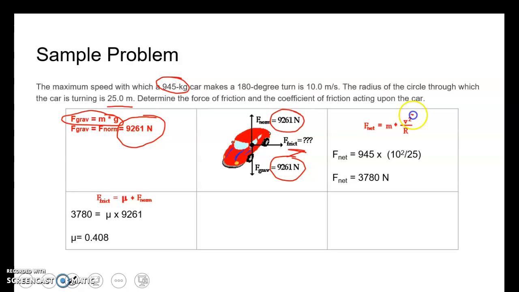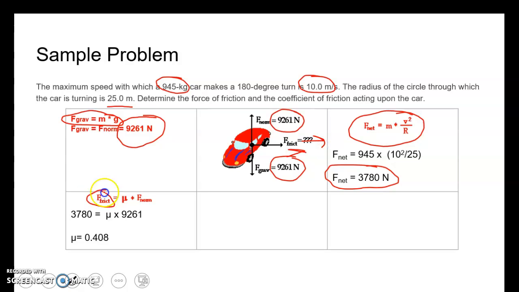In a circle, net force is equal to mass times velocity squared over the radius of our circle. So our mass is 945, our velocity is 10, and our radius is 25. We substitute in 100, since 10 squared is 100. 100 divided by 25 is 4. So 945 times 4 gives us a net force of 3,780 newtons. That's the frictional force pushing inward on our car.